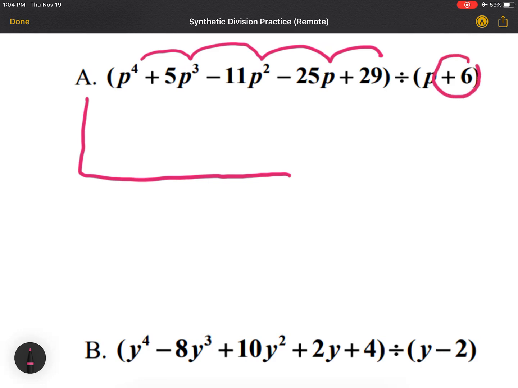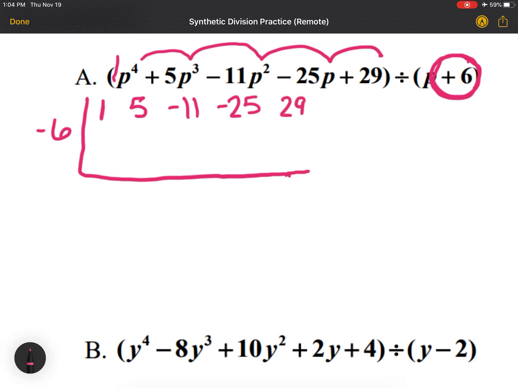Well, here's my divisor, and I'm going to take the opposite sign of that, so negative 6. Okay, and now I'm going to put inside my L chart up above the coefficients. So my first coefficient, that's a 1 in front of that p to the 4th. And then 5. And then negative 11. Then negative 25. And then 29. So now we have it set up.